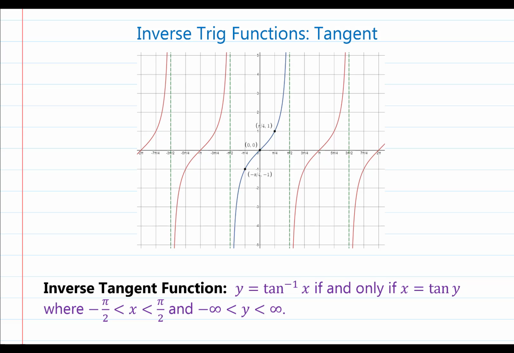So first, a little bit about inverse functions. In order for a function to have an inverse function, it first must be one-to-one. As we can see by the graph of the tangent function, it fails the horizontal line test, which means it is not a one-to-one function.